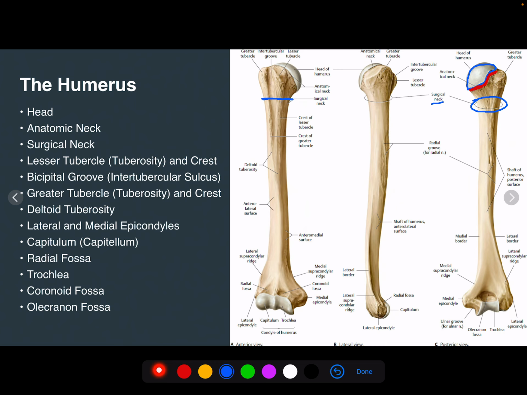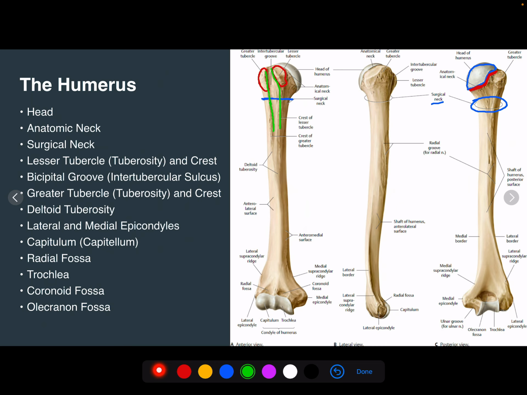Common area for humeral fracture, I'll specify. We have, most anteriorly, our lesser tubercle, and then off laterally a bit, we have our greater tubercle, okay? Now the space in between is going to be our intertubercular sulcus or intertubercular groove. You'll hear this also referenced as the bicipital groove.